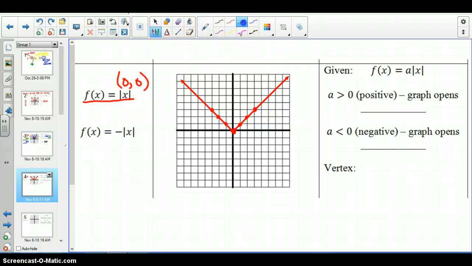Now the next one, negative absolute value of x. So the x of our vertex is 0. There's nothing behind it, so the y of our vertex is 0. And this one, it opens down. It's negative, so it opens down, and our slope is 1. So I'm going to go down 1 to the right 1, down 1 to the left 1.